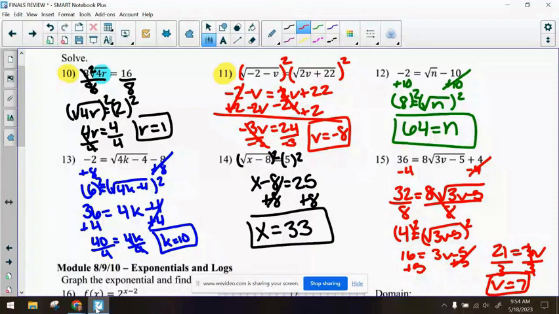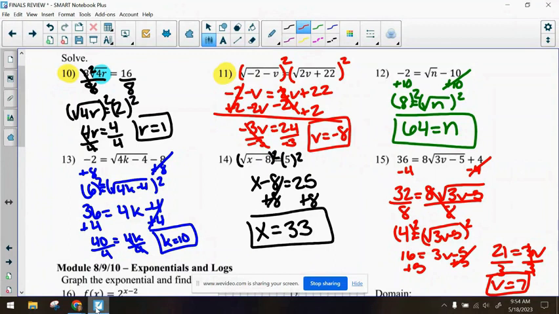So here are the answers for 12 through 15. Number 12, we had to add 10. Then we could square both sides to get our solution. N is equal to 64. On number 13, we had to add 8 before we squared both sides. So we were left with 36 equals 4k minus 4. And then to solve, we add 4, divide by 4 to get 10.